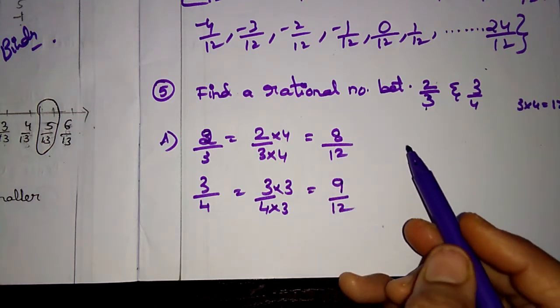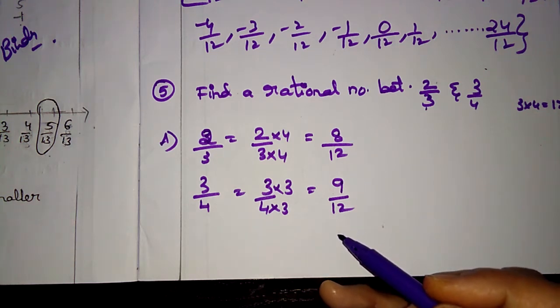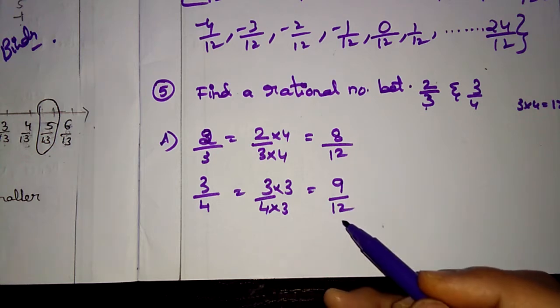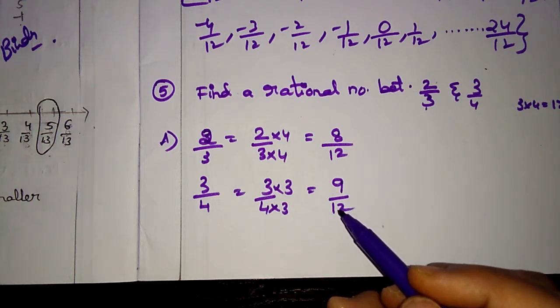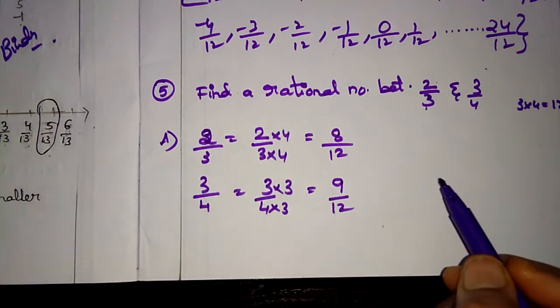Can you tell me directly what are the numbers between 8 by 12 and 9 by 12? 8 to 9, 8 after 9 only, no. So can you tell directly? No. Again, here what will we do? Shall we do the mean method?